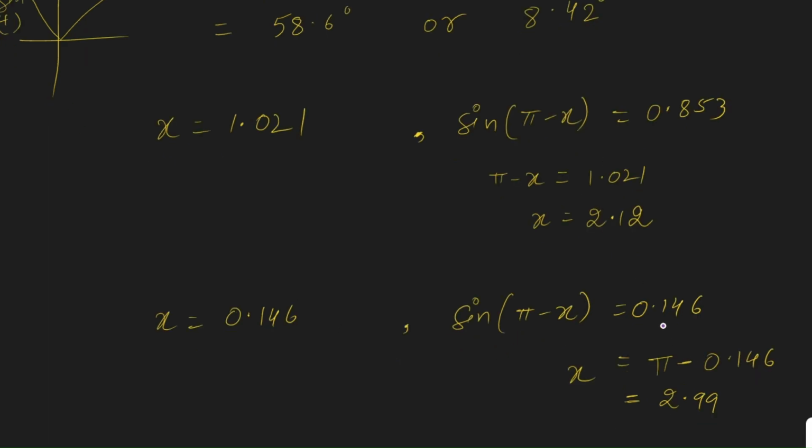Alright, so let me highlight all of the answers. So one answer we have is this. One value of x is this. One value of x is this. And the last value of x is this, 2.99. So these are all of the solutions for our equation.